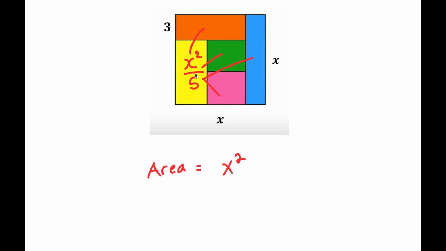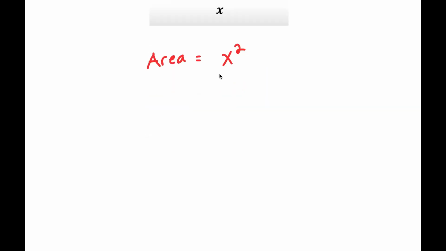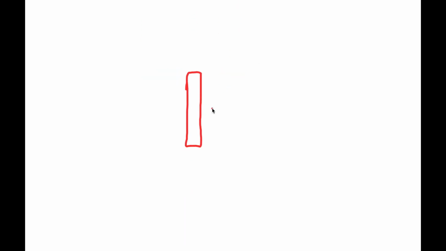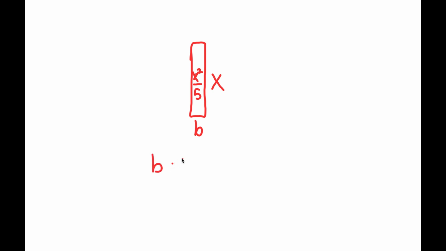And now, let's just focus on this blue rectangle right here. Let me actually draw this. Let's say this is the blue rectangle, and this side is equal to x. Remember, we're given that the area of this is x squared over 5. So I'm going to set this side length as b, an unknown variable b, meaning that the total area of this is going to be b times x, which is equal to x squared over 5.